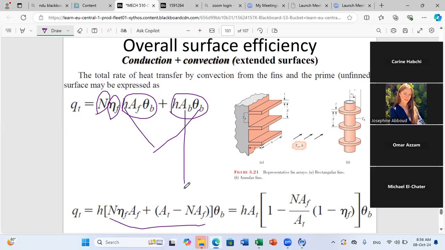The area of base that is not covered by fins is actually the total area of the base. So if you have, for example, a rectangle, thickness times width, you should subtract from it all covered areas by fins. So you should say it's A total of the base minus the number of fins times the area covered by each fin. If you do this, you will be able to find an expression for Q total.